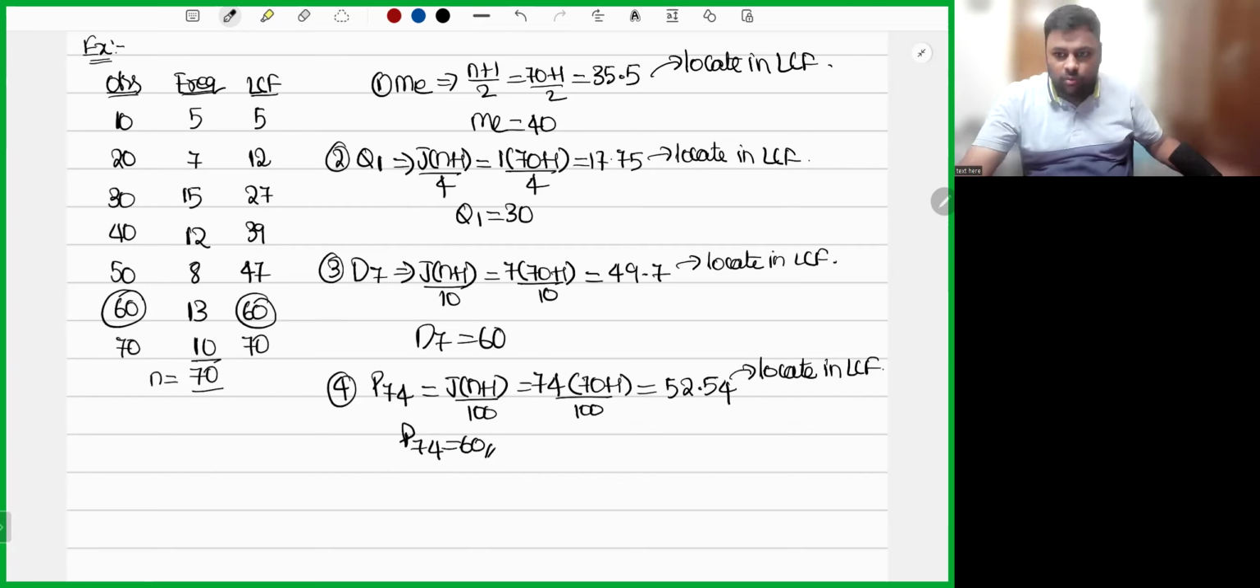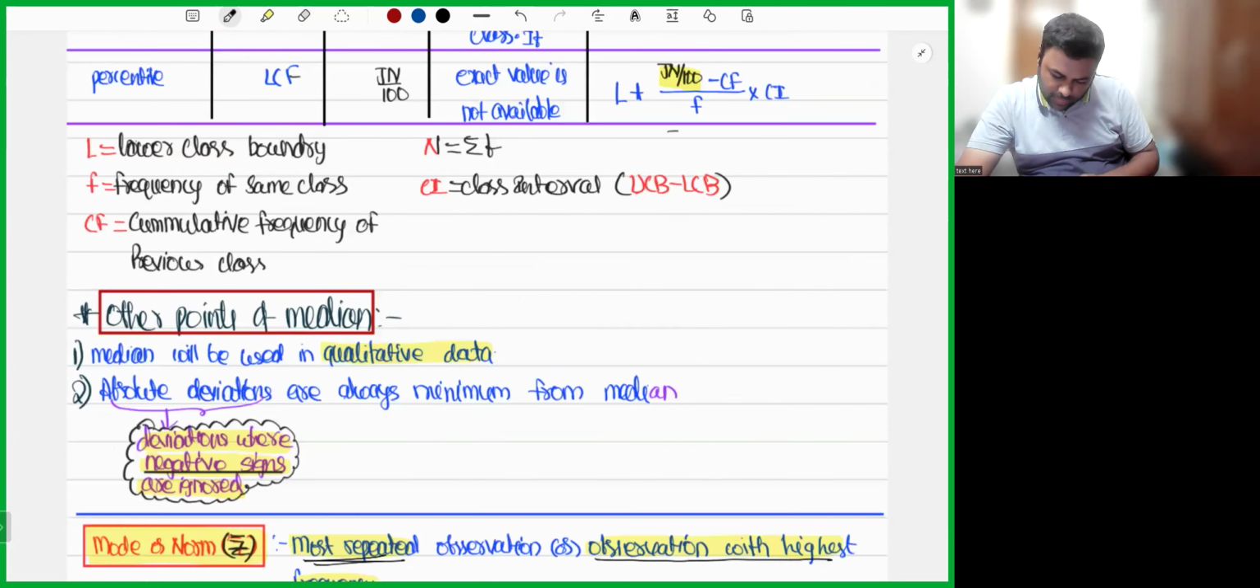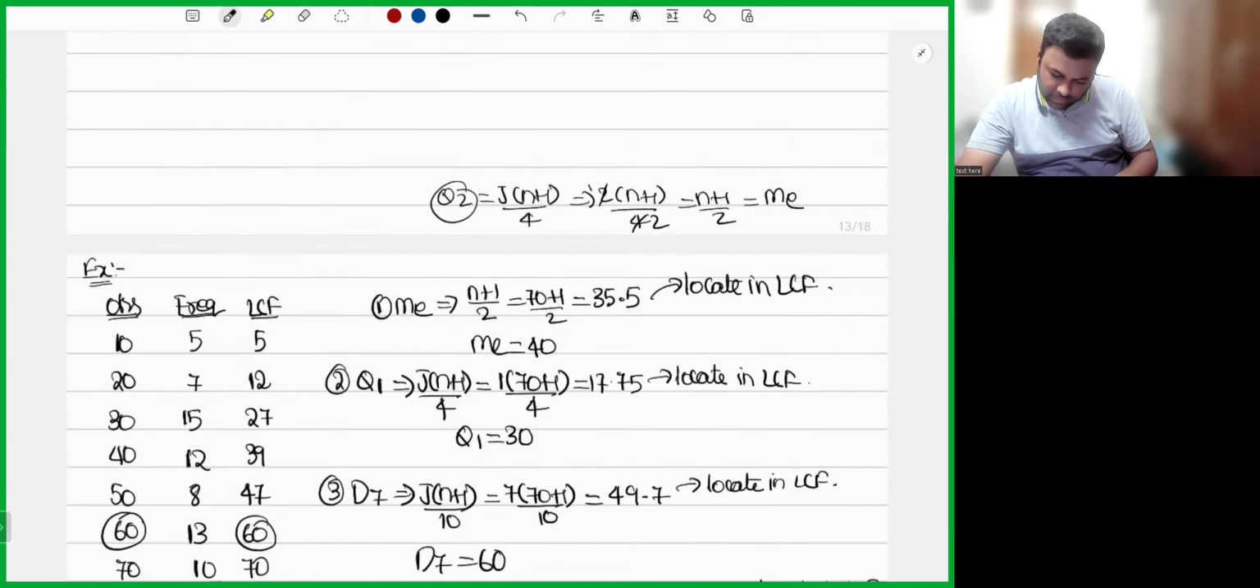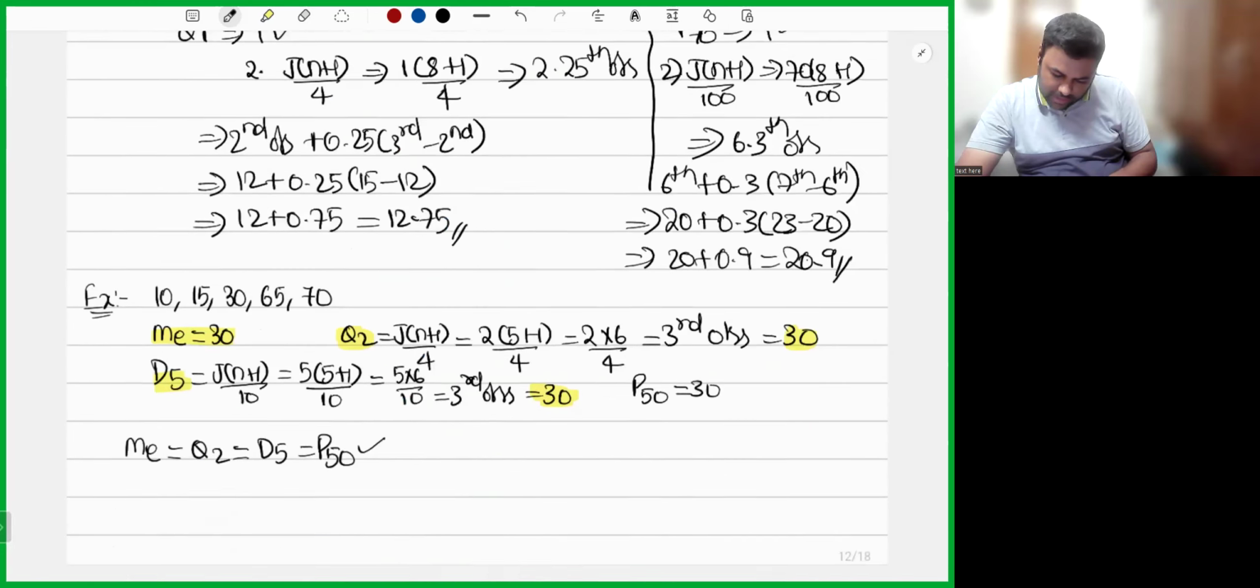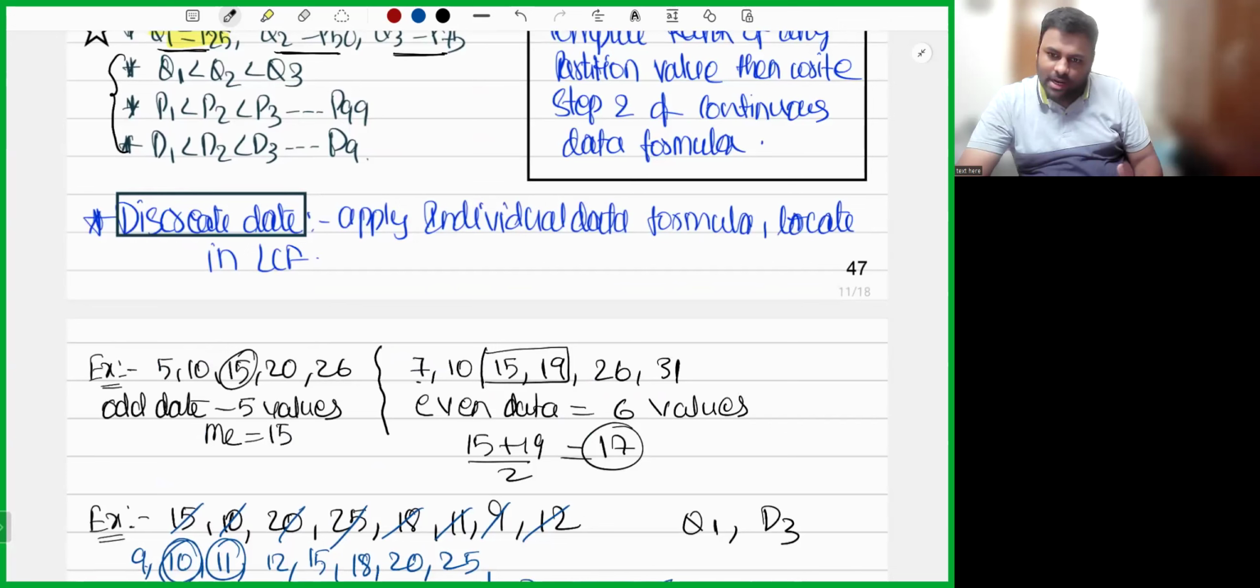Okay. So my dear friends, with this, the entire central tendency, types of central tendencies, is over. 2-3 additional points are there. We'll discuss them and wind up the chapter. Now see here, I guess I wrote, discrete data: apply individual data formulas and locate in LCF. You'll get the answer.